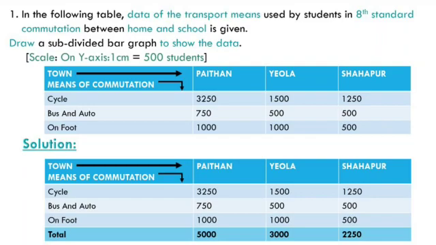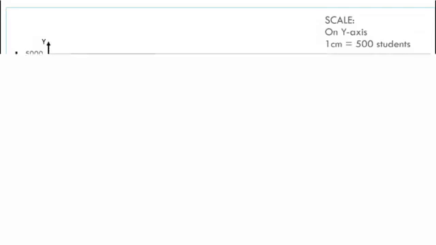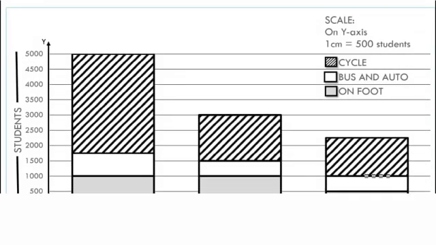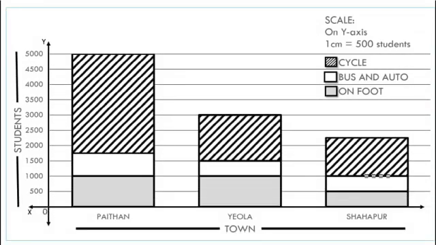Now here first you are going to find out the total number of students coming from Paithan, Yola and Shahpur. So from Paithan the total number of students coming is 5,000. From Yola it's 3,000 and from Shahpur 2,250.